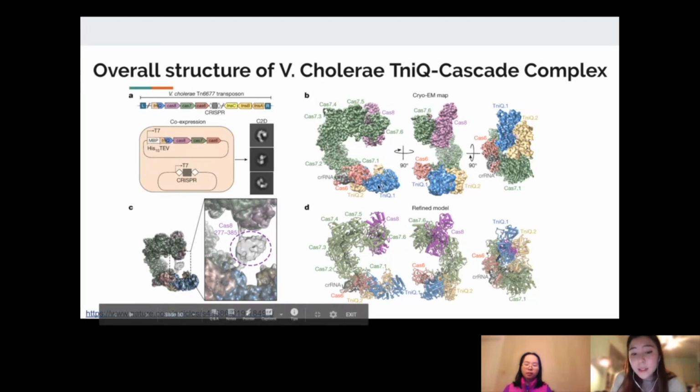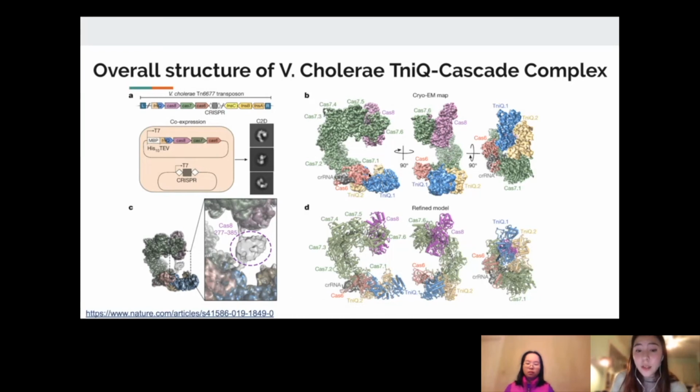Cas6 and Cas7.1, which you can see down here at the base of the crRNA in the red and the green right at the base, interact to form the 3' crRNA handle. As we can see, there's the end of the crRNA interacting with the Cas6 and the Cas7.1.